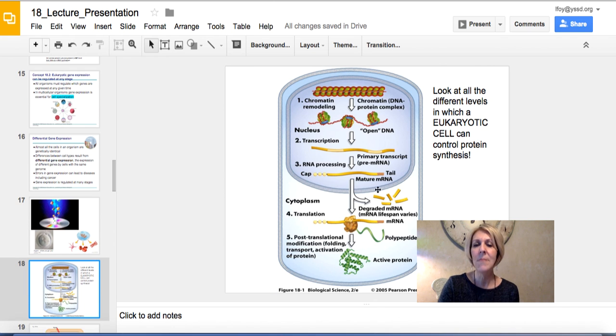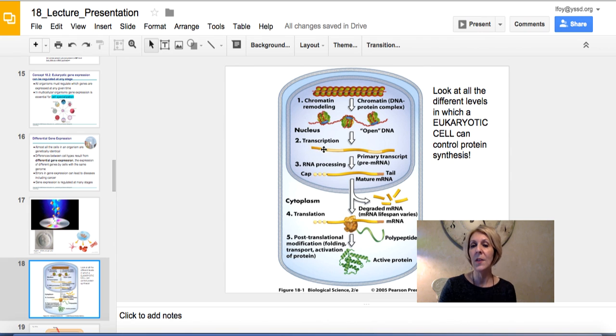So there are many different levels of control at which a eukaryotic cell can control protein synthesis. And remember, a cell is what its proteins are. That's a really important concept. One way that the cell can control is whether or not the DNA is readable. We call this chromatin remodeling, and we learned a little bit about this before. We can methylate the DNA, we can acetylate the histones, and that causes the chromatin to change to let the genes be turned on or turned off.